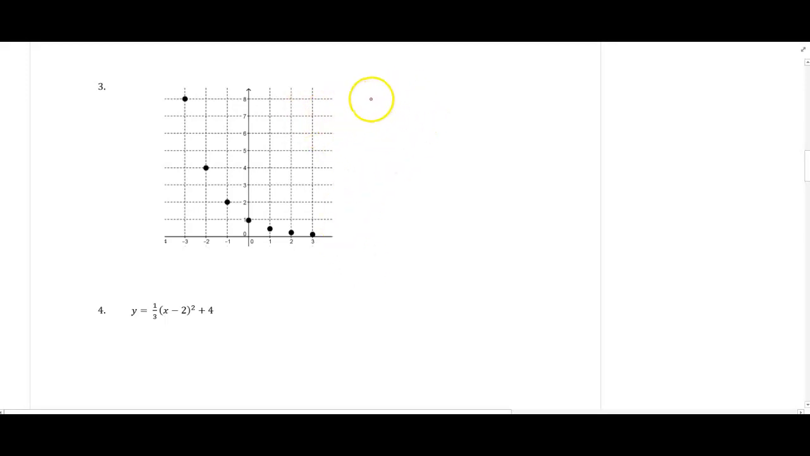Number 3, right away we know it's a function because it passes the vertical line test. Now when I look at it, it may be difficult to tell which one it is. Is it going to be a parabola or is it going to be exponential? So what I would do is go right away to letter D, the representation, and I'm going to create a table. And I'm going to say -3, 8, -2, 4, then what is that? -1, 2, and 0, 1.